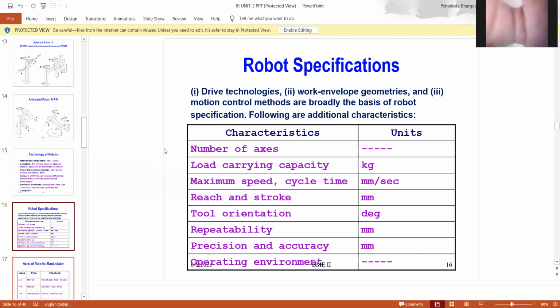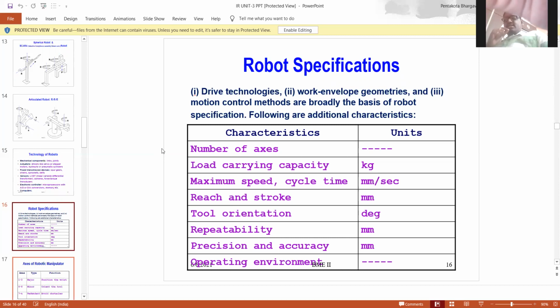Here the robot specifications. Robot specifications include the drive technologies, work envelopes, motion control methods, and broadly the basis of robot appearance, followed by additional characteristics. For example, when you buy a mobile or a laptop, you look at the specification characteristics. In the same way, you can see the robot specification, how the robot is involved in the specific unit.